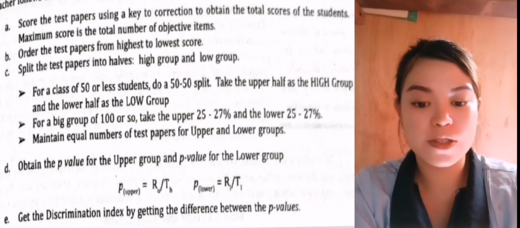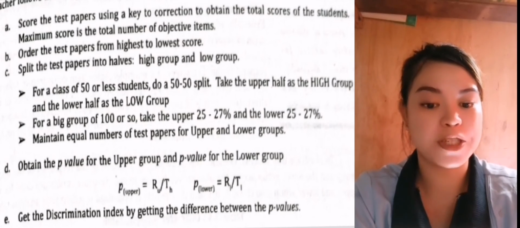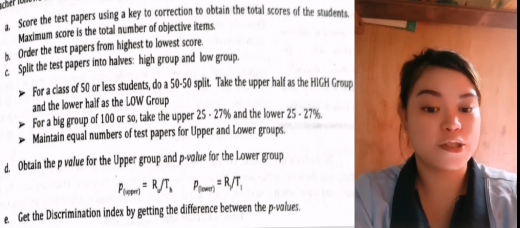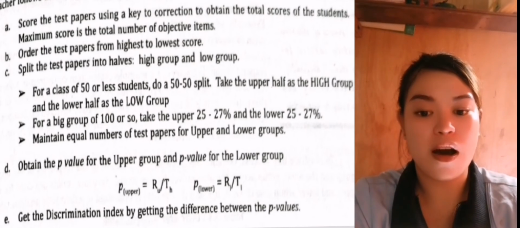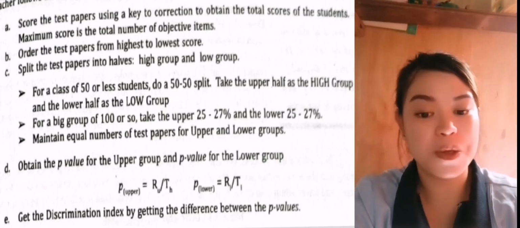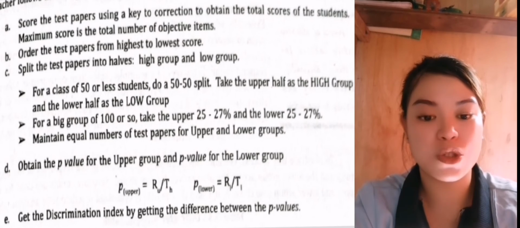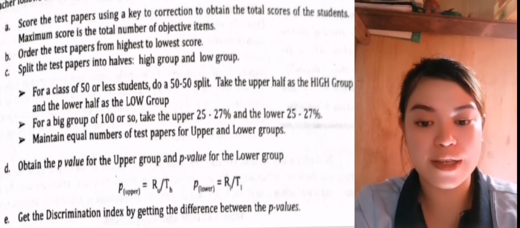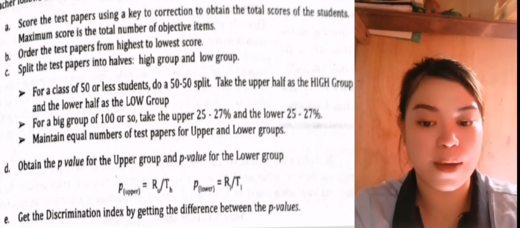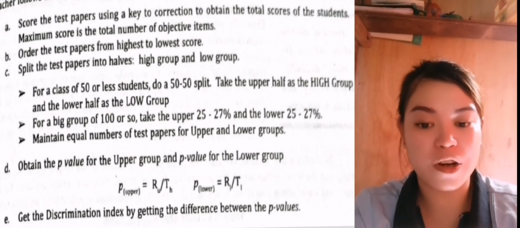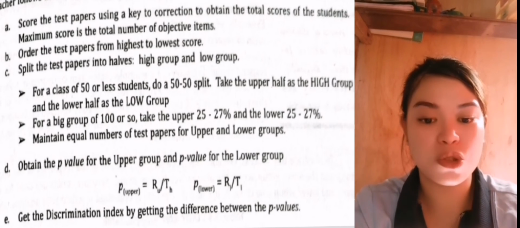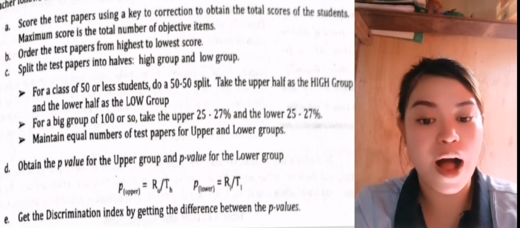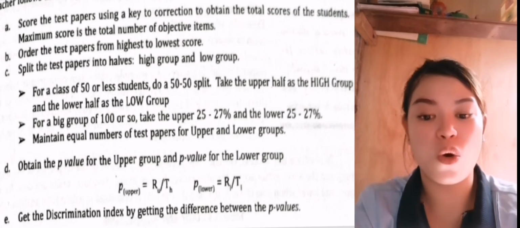To obtain the proportions of the upper and lower group responding to the item correctly, the teacher follows these steps. First, score the test papers using a correction for guessing to obtain the total scores of the students. The maximum score is the total number of objective items. Second, order the test papers from highest to lowest score. Third, split the test papers into halves, a high group and a low group.